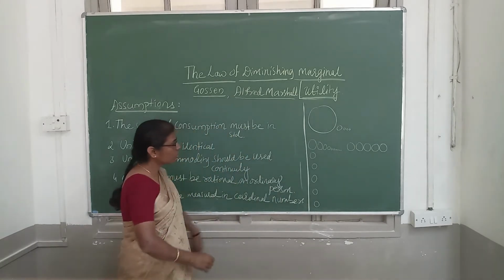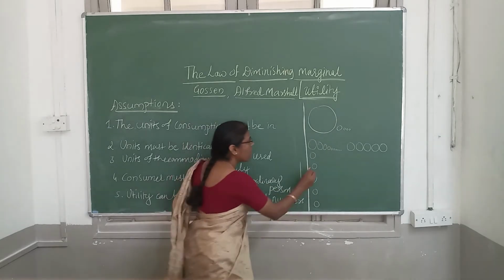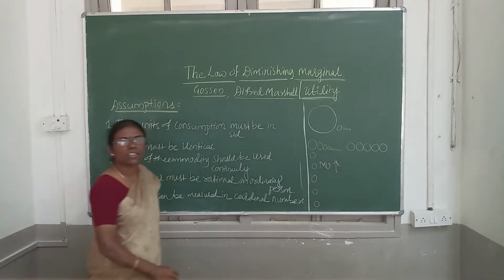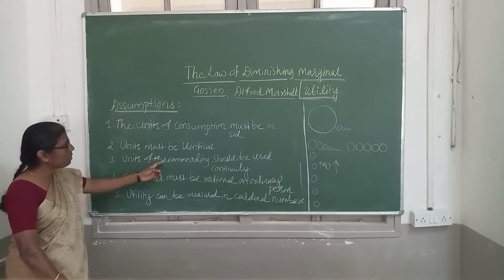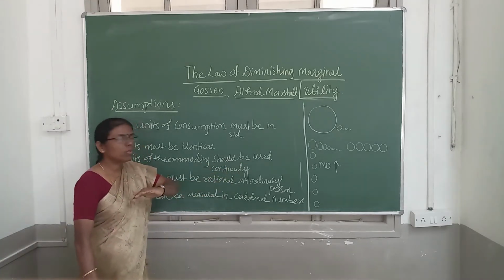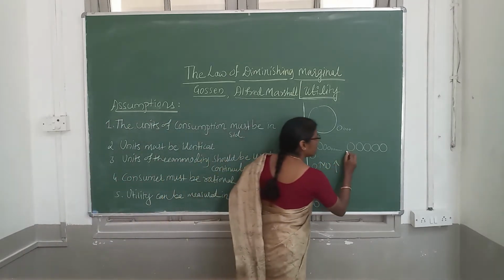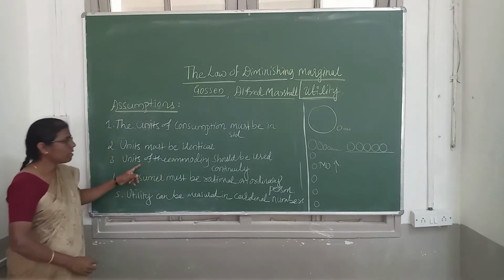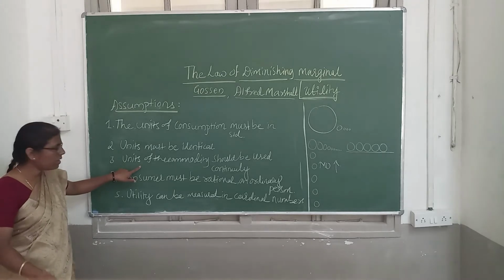What happens? Here a time interval is there, so automatically the marginal utility of that particular paida goes on increasing. So what they assumed? They assumed units of the commodity should be used continuously, with no time gap or time interval. So the consumption must and should be continuous. This is the third very interesting assumption of the law of diminishing marginal utility.